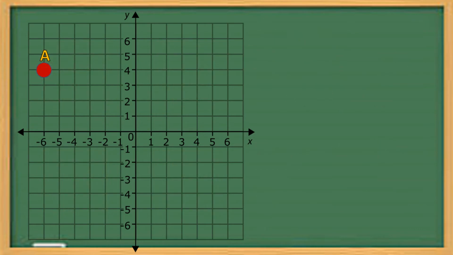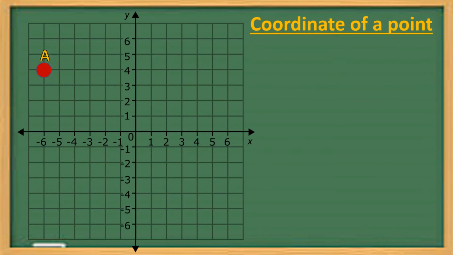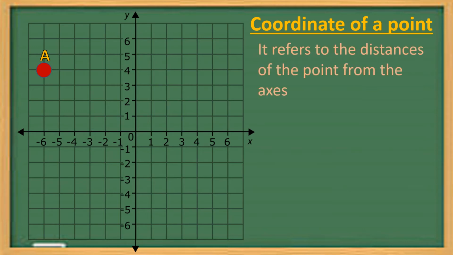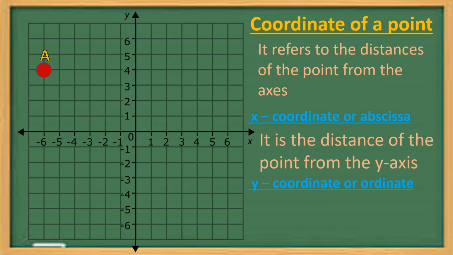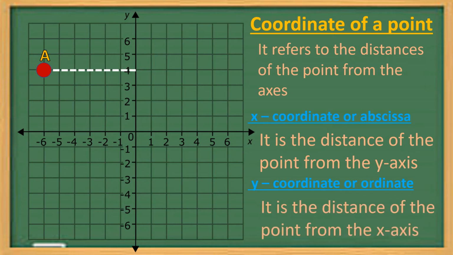Another concept that we need to know is about the coordinates of a point. The coordinates of a point are defined as the distances of the point from the axes. We have two coordinates, the x-coordinate or the abscissa, and the y-coordinate or the ordinate. The abscissa is the distance of the point from the y-axis, and the ordinate is the distance of the point from the x-axis.